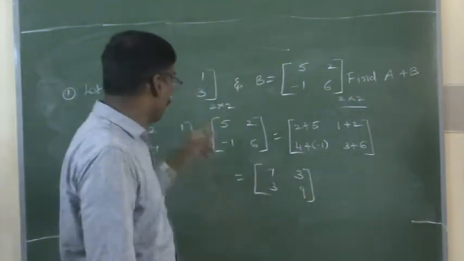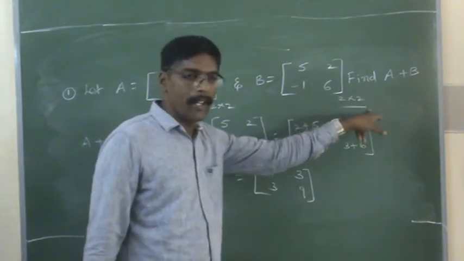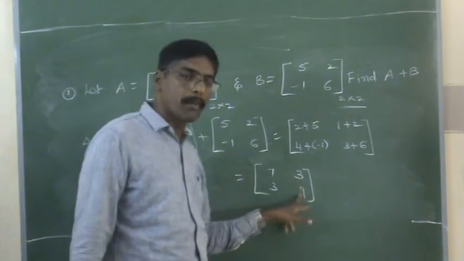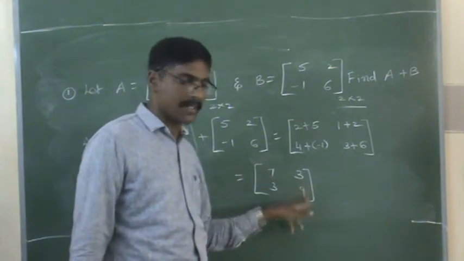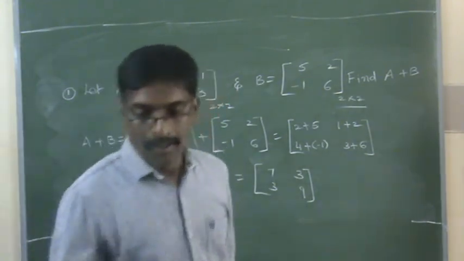Check the condition. Matrix A order is 2 by 2. Matrix B order is 2 by 2. After addition, A plus B order is also 2 by 2. This is also very, very important for us regarding the addition of the two matrices concept.